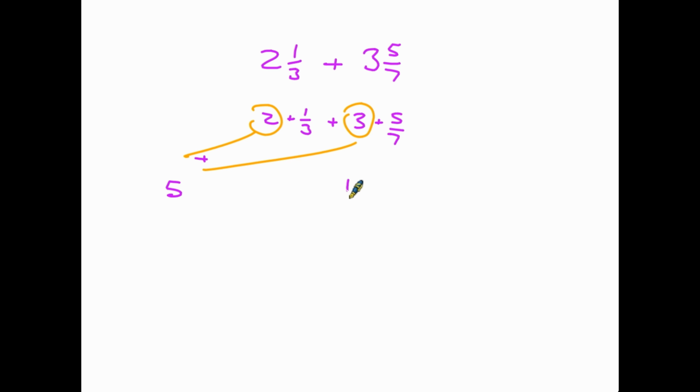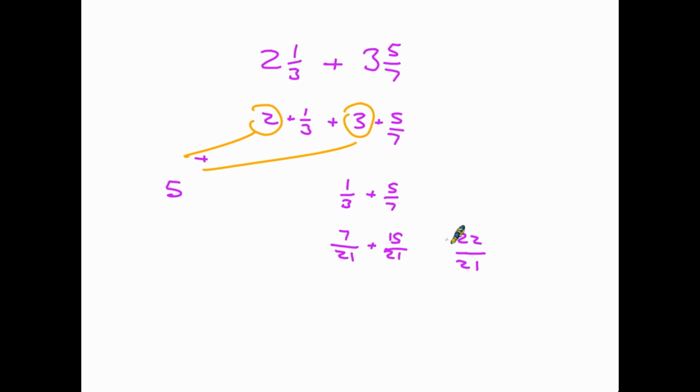So we are now concerned with adding 1/3 plus 5/7. We're going to do the same thing. Common denominator. 3 times 7 is 21. So that is going to be the new denominator. 3 was multiplied by 7, so 1 must be multiplied by 7. That is 7. 7 was multiplied by 3, so we need to multiply the 5 by 3, which is 15. Now if we add these two together, we end up with 22 over 21.